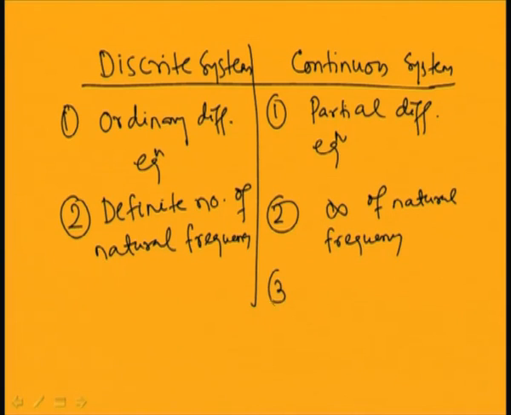In the case of a continuous system, the response depends on the boundary conditions, but in this case no boundary conditions are required. In the case of a continuous system you require boundary conditions to find the response of the system. So, now we will consider different cases.